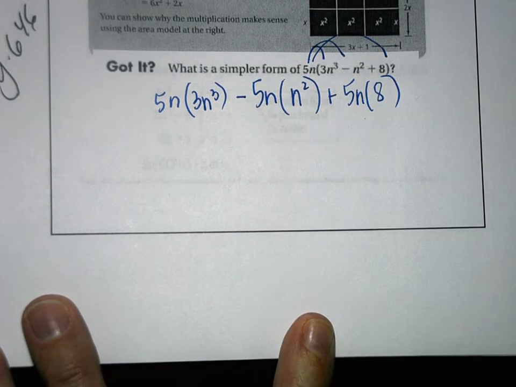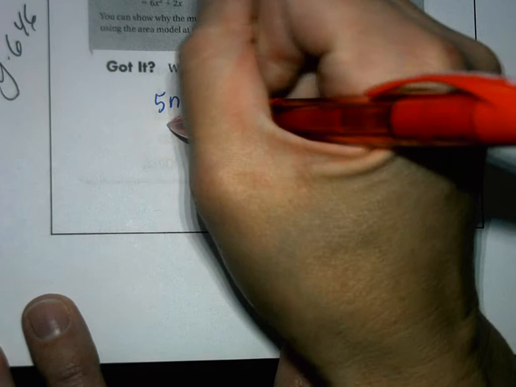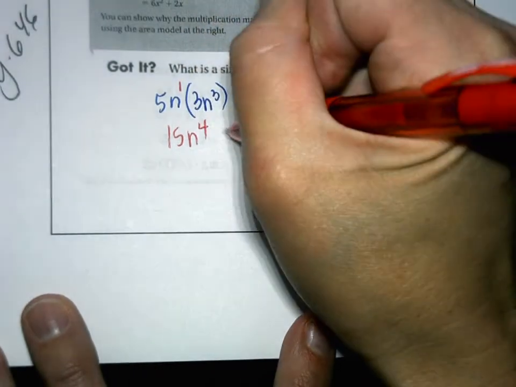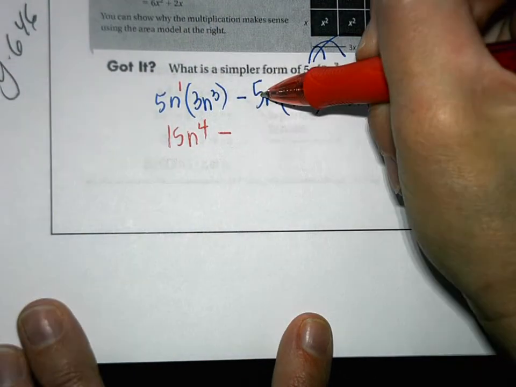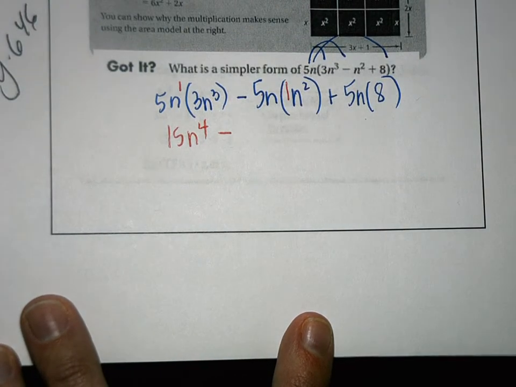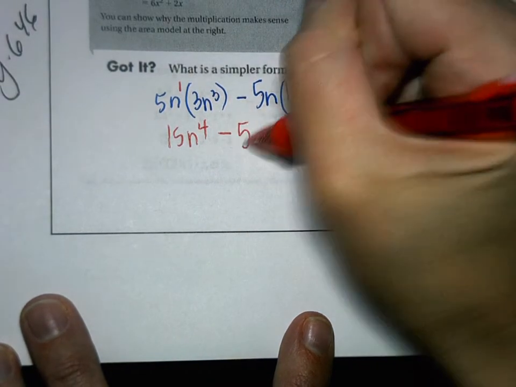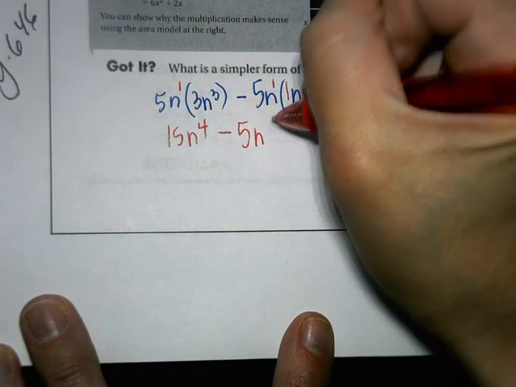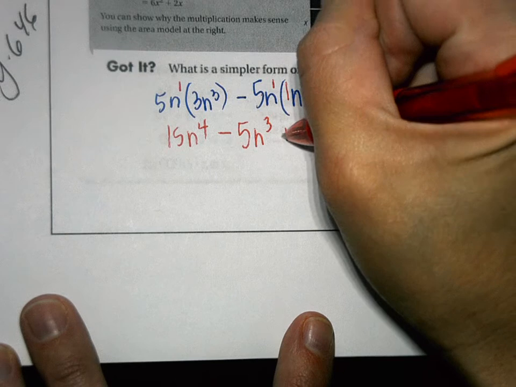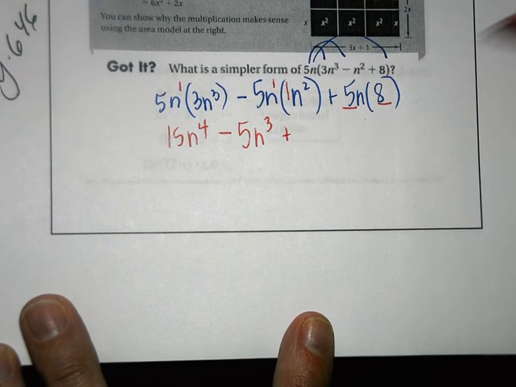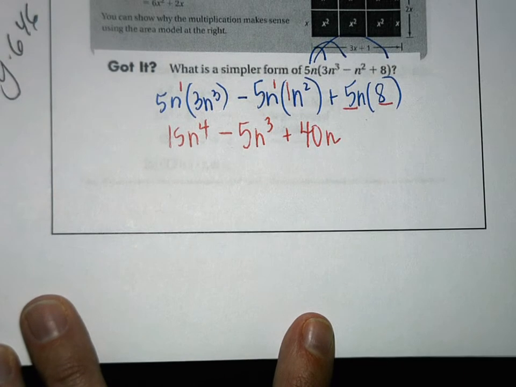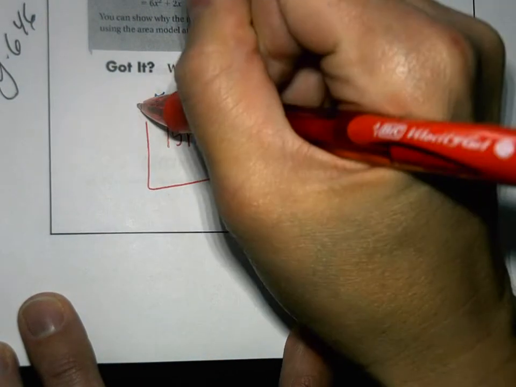So we multiply 5 times 3, which makes 15. And this is n to the first power, so n to the first and n to the third makes n to the fourth. We have a minus sign. We only have a 5 here. You can think of having a 1 there, and 5 times 1 still just leaves you with 5. Here we have n to the first and n to the second, which will make n to the third. We have a plus sign again. We're going to multiply 5 times 8 this time, which is 40, and there's only an n, so that's just 40n. And that is my answer.